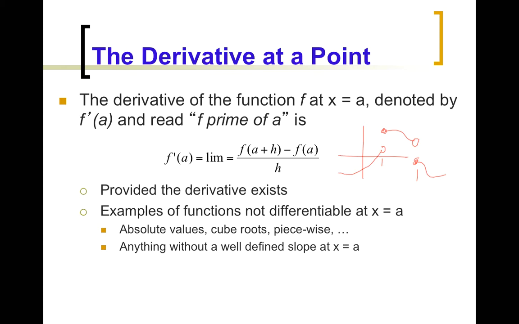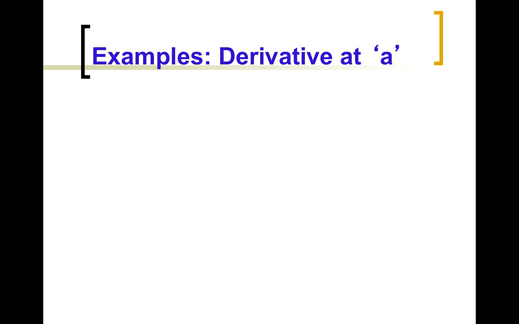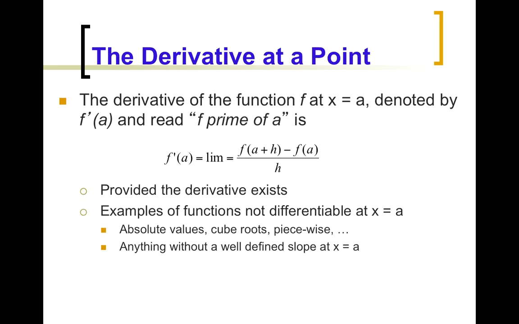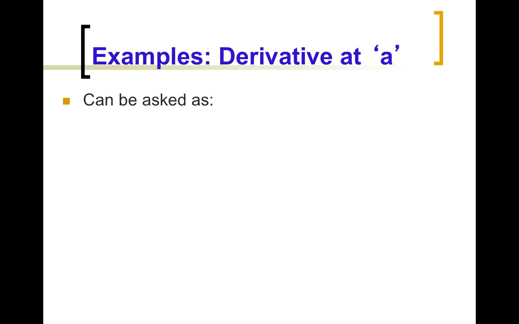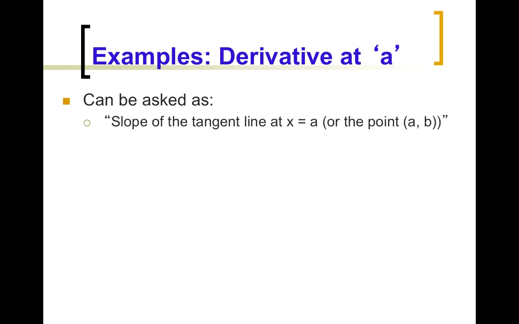All right, so what I want to do now, like we did in class, is a couple of problems. There are a couple of ways that this can be asked, so you need to be familiar with every way that this question can be asked. The first way is find the slope of the tangent line at x equals a. Or it can say find the slope of the tangent line at the point a comma b. But it means the same thing.